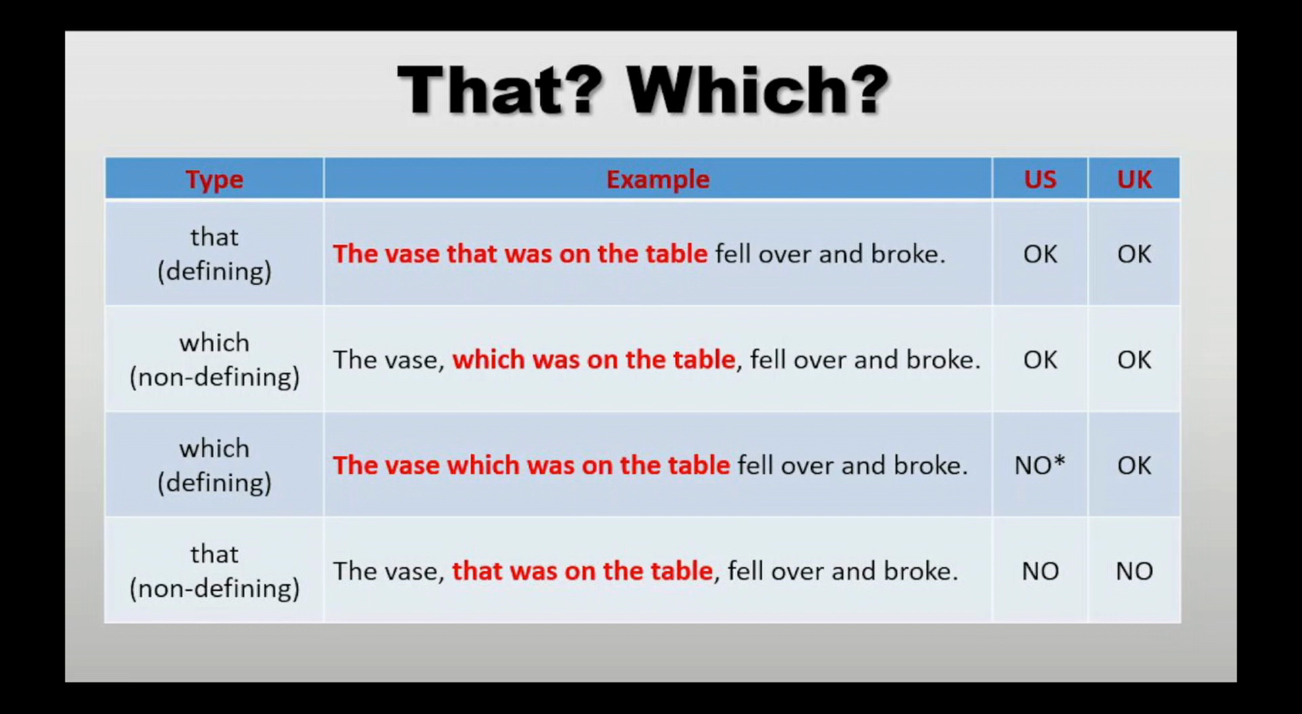The next one, number 3. Which, defining. The vase which was on the table fell over and broke. Now this is the same as the first one, except instead of that, we use which. In the US, I wrote no, but I marked it with an asterisk because I want to say some people in the US will use this style. I don't use this style.